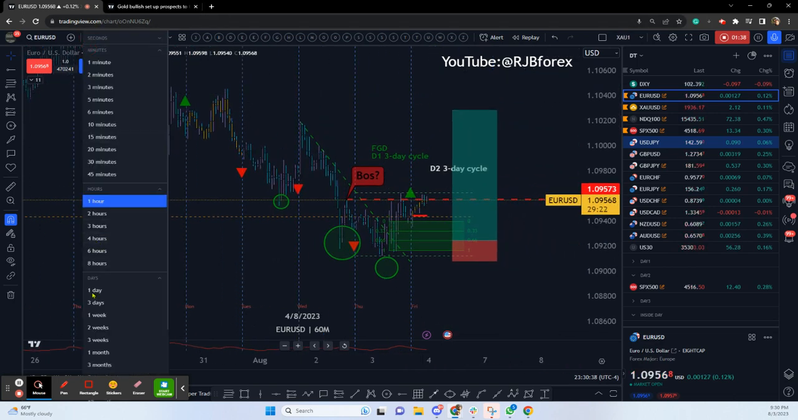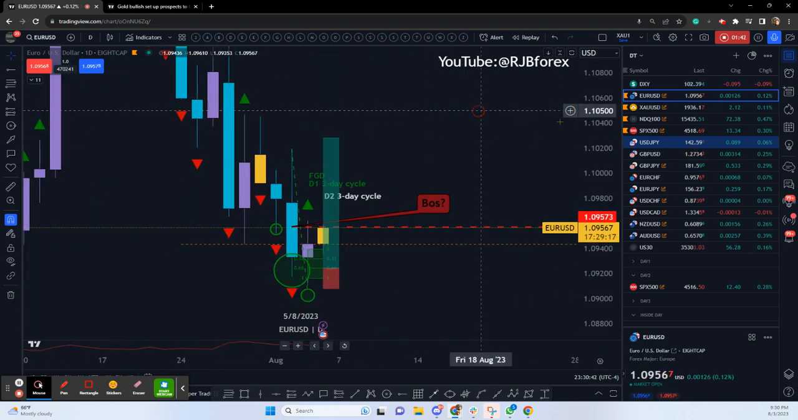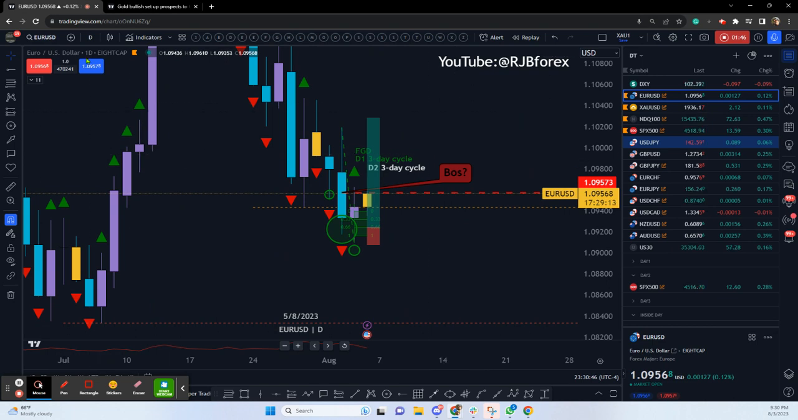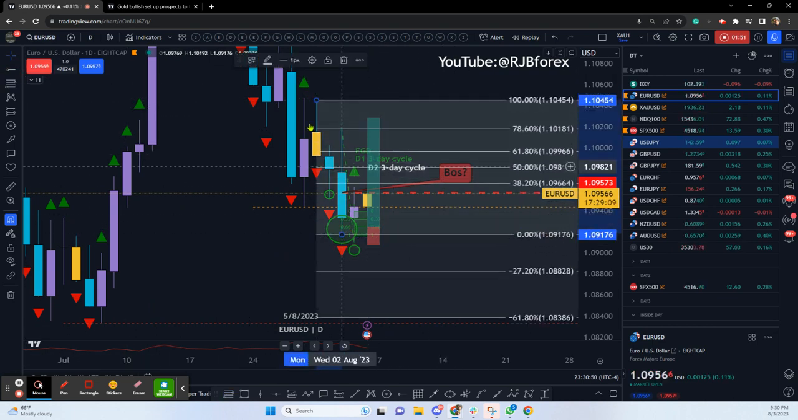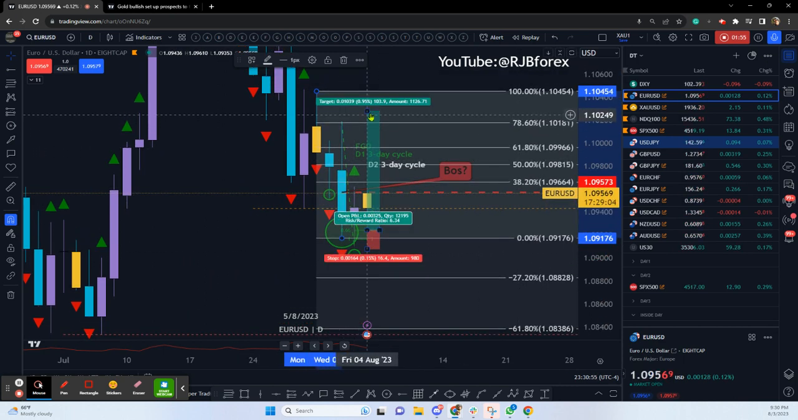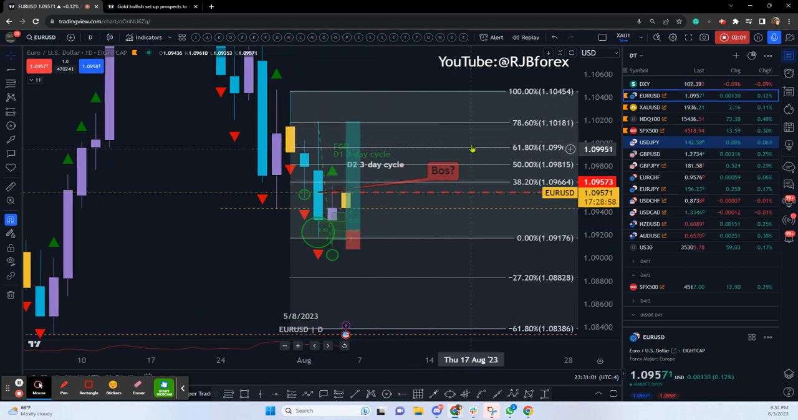Looking into the daily chart, we can measure the bearish impulse, targeting 78.6, and the way up.